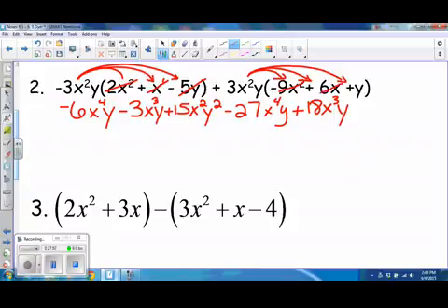And then I have 3x squared y times y. So I just have 3. I don't have anything else to multiply times 3. X squared, I don't have anything to multiply times x squared. And y times y is y squared.